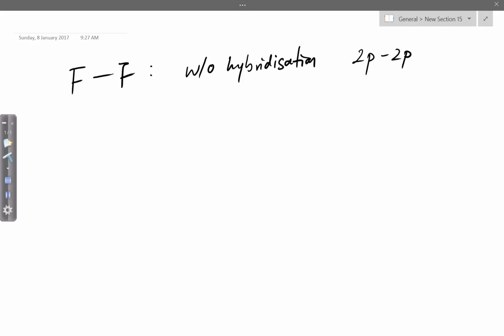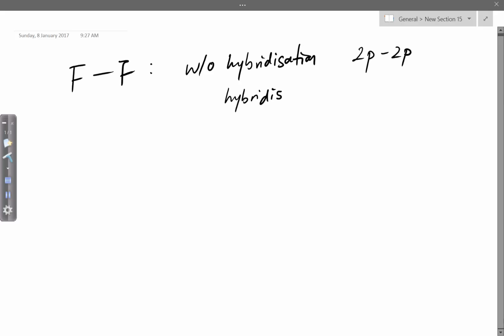Okay, what if you involve your hybridization? Is the overlap between what orbitals? What's the hybridization state of fluorine? Is it sp? What was your answer? sp2? Remember what we learned during intro to organic chem. How do you determine whether it's sp, sp2 or sp3?